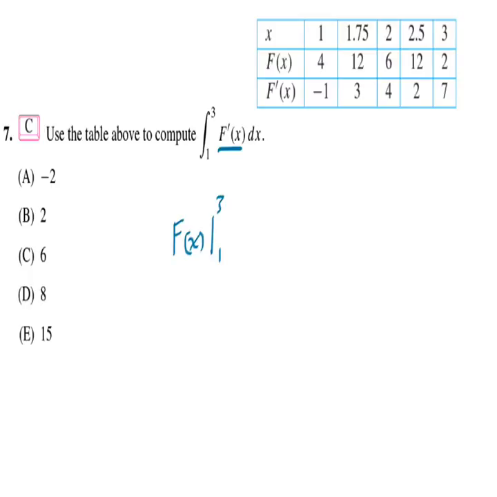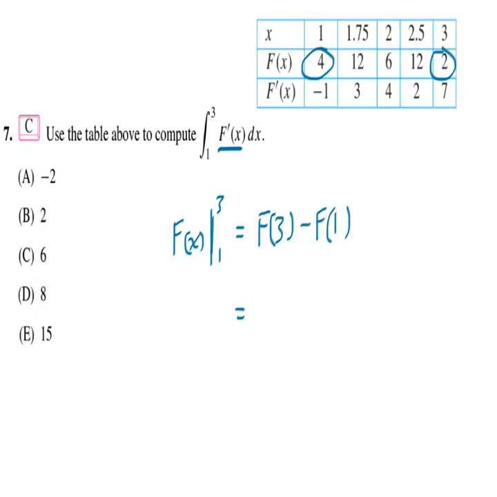Then we're going to plug in 3 and 1 to that. This would equal capital F of 3, and then we would subtract capital F of 1, and we could get these answers from up here. Here's capital F of 1, and here's capital F of 3. So now we just have to subtract those. So we get 4 minus 2.